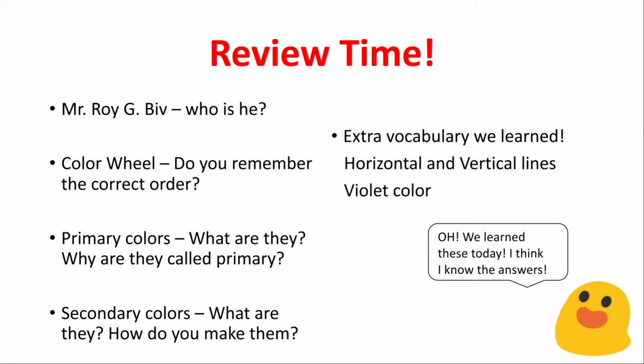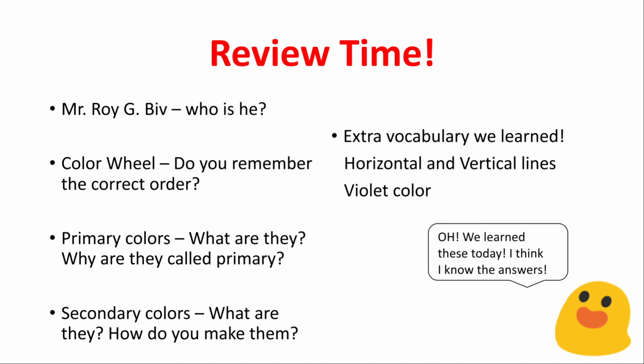Okay, so do you remember the correct order of the color wheel? This one kind of helps because we now remember who Mr. Biv was. The correct order for the color wheel is red, orange, yellow, green, blue, and violet.